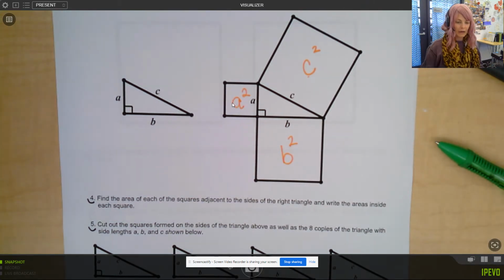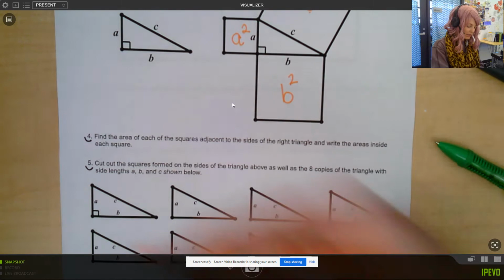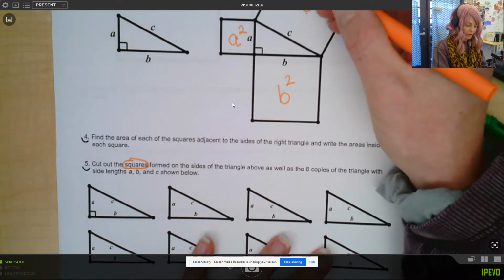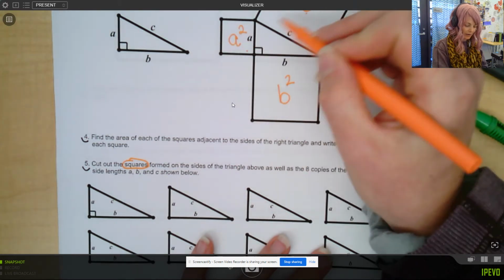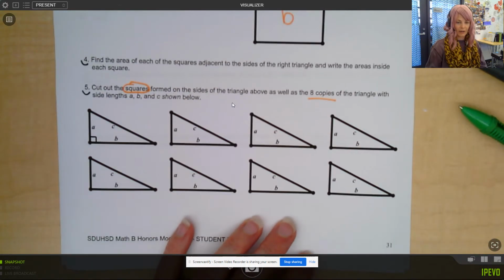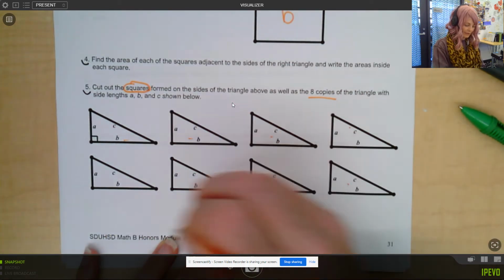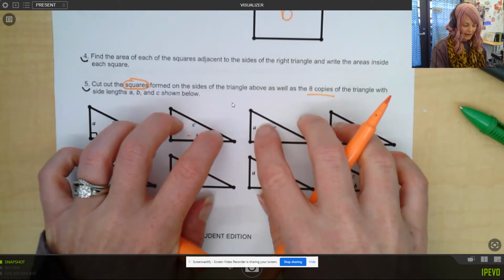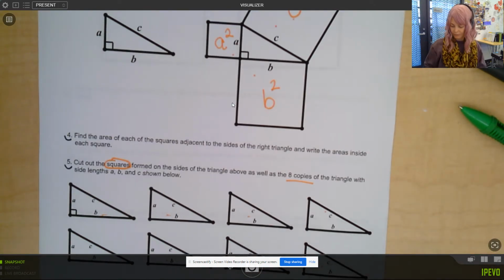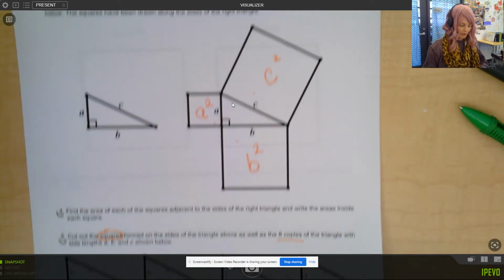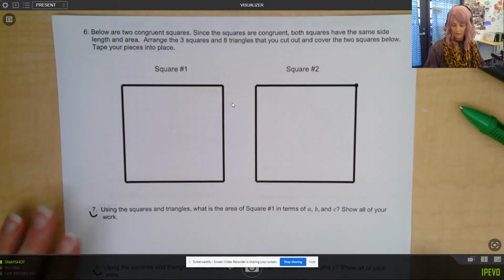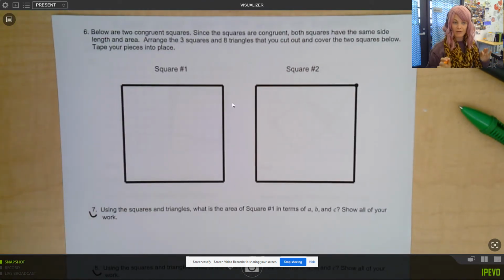Okay, now it wants you to cut out just the squares formed by the sides of the right triangle above. So you're going to cut out this square, and this square, and the 8 copies of the triangles below. 1, 2, 3, 4, 5, 6, 7, 8. So you're going to have 8 triangles and 3 squares cut out. And we're going to go to the next page. So after you cut those out, you can pause the video and cut them out now if you want.